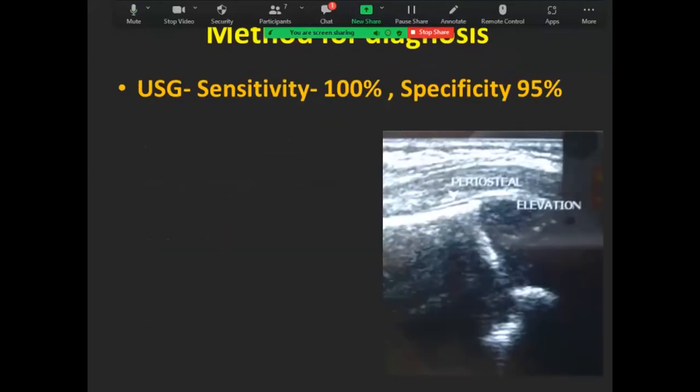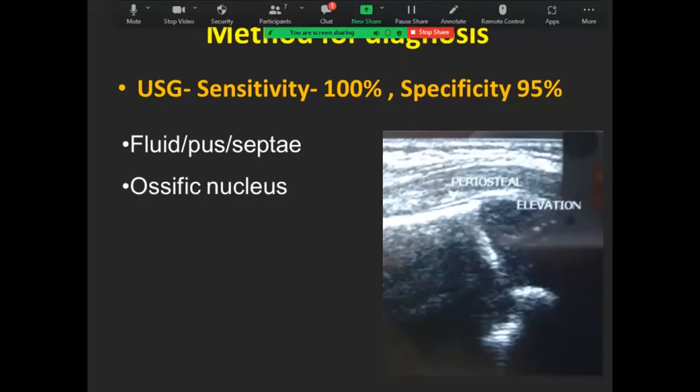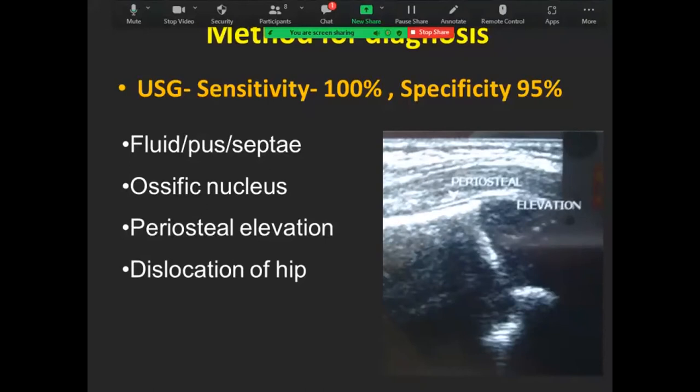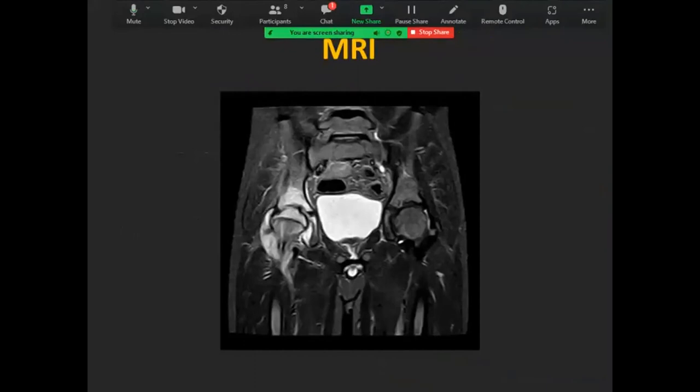Ultrasound is the investigation of choice, with 100% sensitivity and about 95% specificity. You will see fluid, pus or septae. You can see the ossific nucleus. You can see the periosteal elevation, and that will lead you to osteomyelitis associated with acute osteomyelitis. Sometimes you may see a dislocation of the hip because the amount of collection in the joint is so much that it will displace the femoral head, or if the head is already destroyed, it may dislocate the hip.